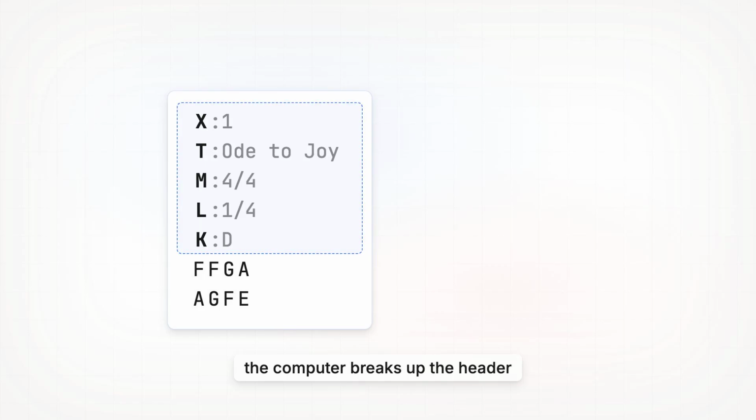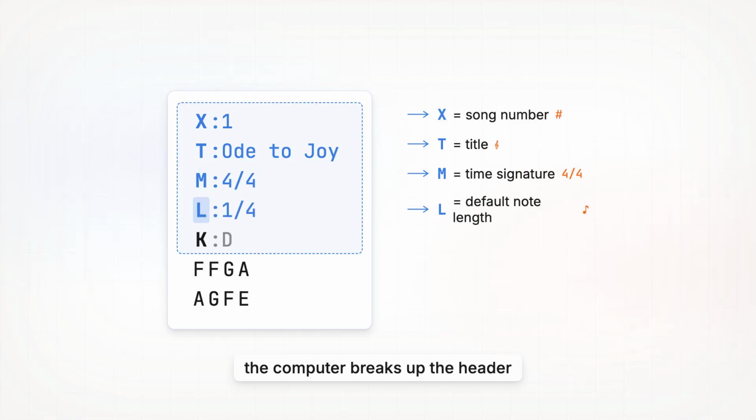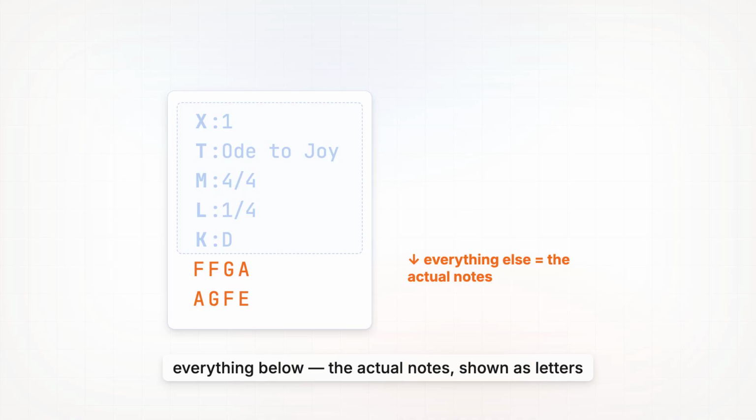The computer first breaks up the header. X is the number of the song, T is the title, M is the time signature, L is the default note length, and K is what key the song is in. Everything else below that are the actual notes, shown as letters.